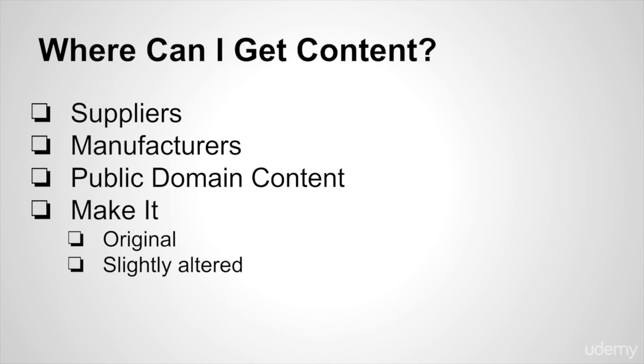There's also public domain content out there that is related to what you're selling that you can use to build followers and to keep the stream of information going to your social media properties, and as link bait to get links back to your site. Another option is to make this content. You can either create original content, for instance thinking up a topic related to your products and writing a completely original article about it, or you can make content that is slightly altered from something that you've gotten from your distributor.